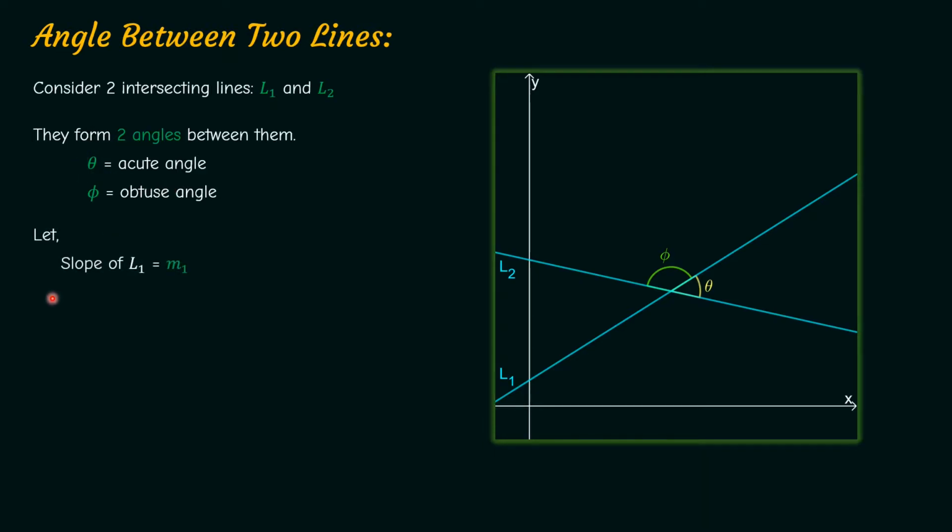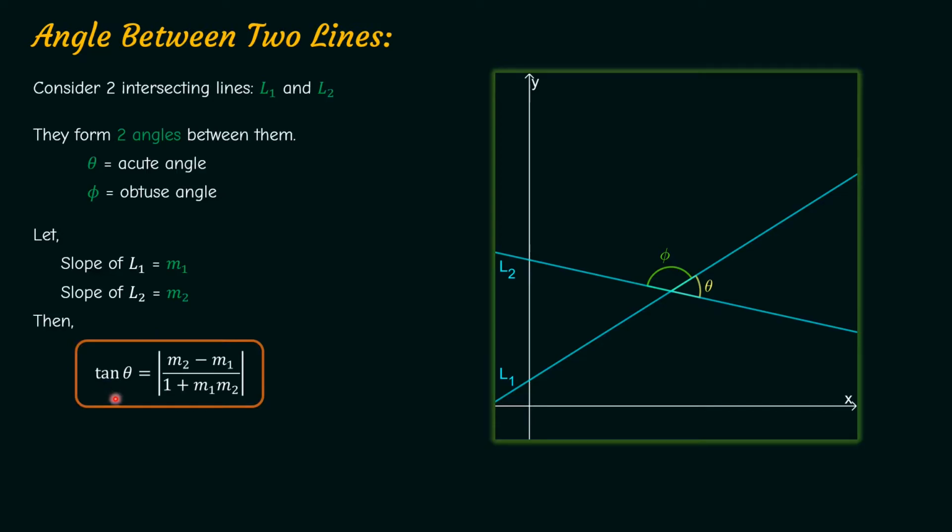Let the slope of line L1 be m1 and the slope of another line be m2. Then tan theta, that is tan of the acute angle, is equal to modulus of (m2 minus m1) by (1 plus m1 m2). Now how do you find phi? It is easy, right? The total is 180 degrees, so therefore phi is nothing but 180 minus theta.